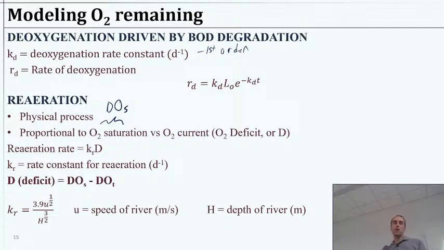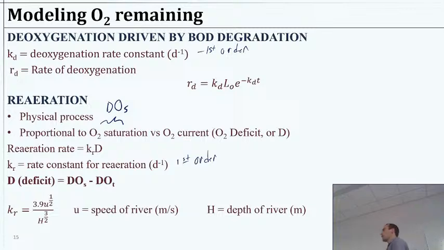So Kr, the re-aeration rate constant, is another first order rate constant, as we see from the units. This is going to be first order with respect to how much oxygen is missing. The rate of re-aeration, and we see that because we have the deficit to the 1 power, right? So if our rate equation is Kr times D, it's first order, it depends on how much oxygen is missing, and we've got this rate constant Kr.